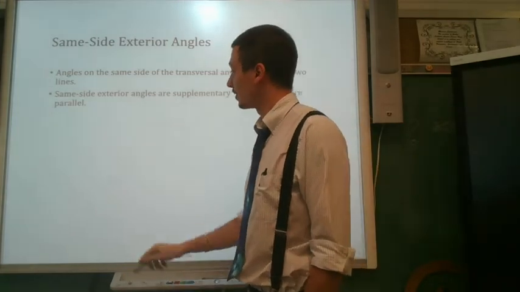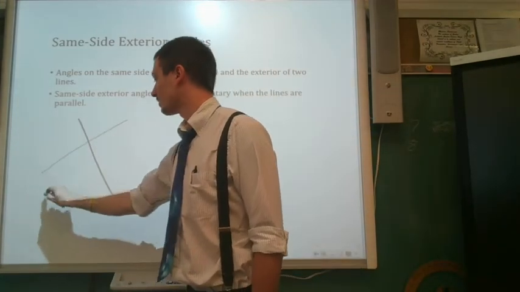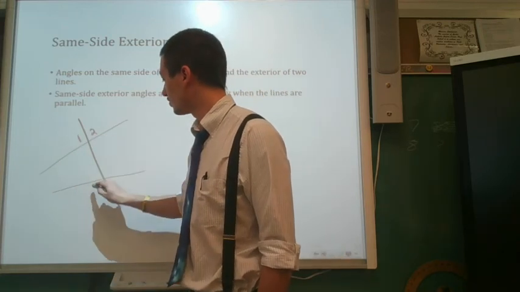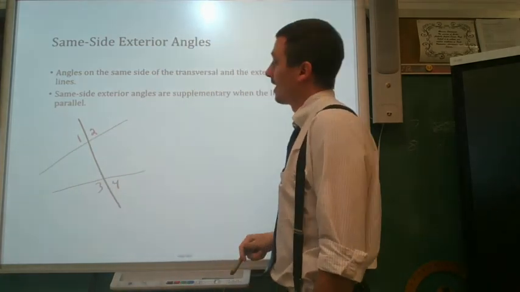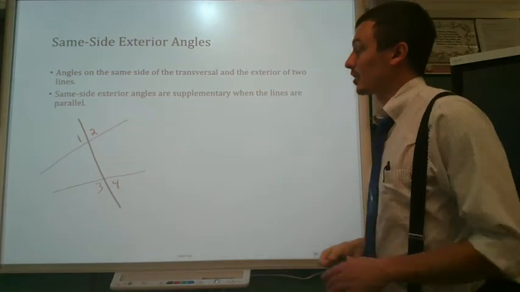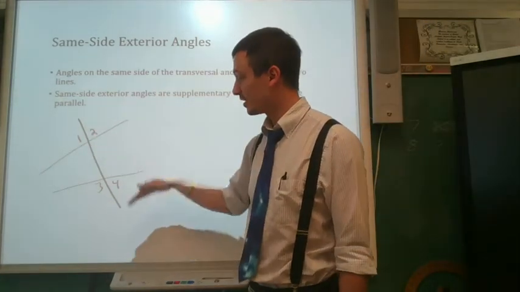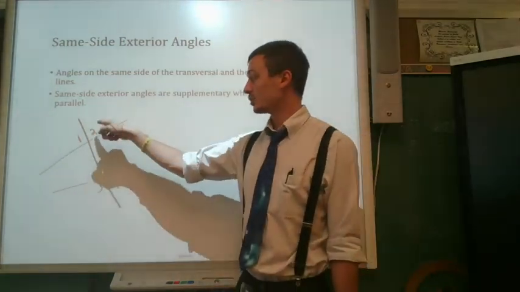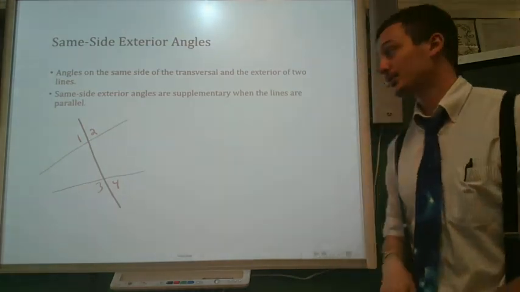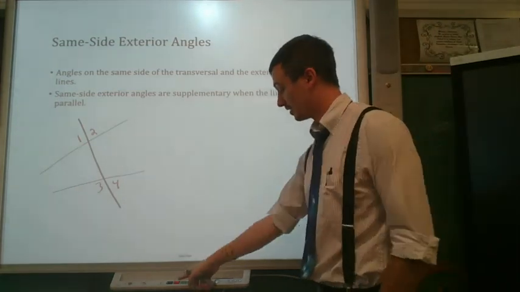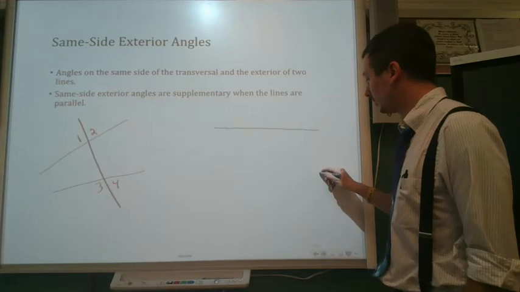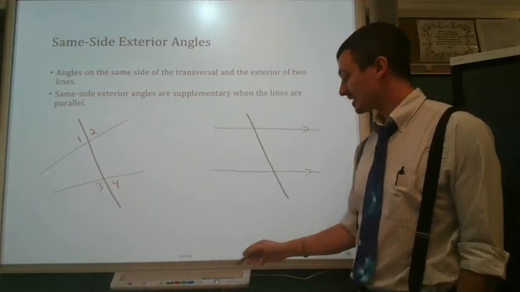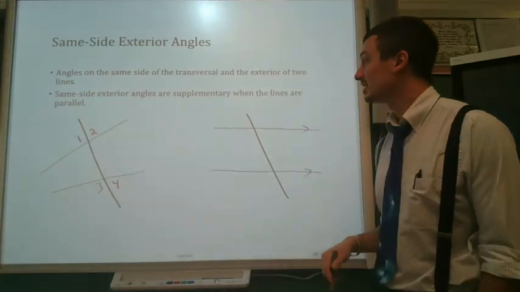Same side exterior, well, if we have two lines cut by a transversal, let's talk about the exterior angles. So maybe I label this 1, 2, 3, and 4. Same side exterior, they're on the same side of the transversal in the exterior of the two lines. So 1 and 3 are same side exterior angles, and 2 and 4 are same side exterior angles. If the lines are parallel, cut by a transversal, then same side exterior angles are going to be supplementary.